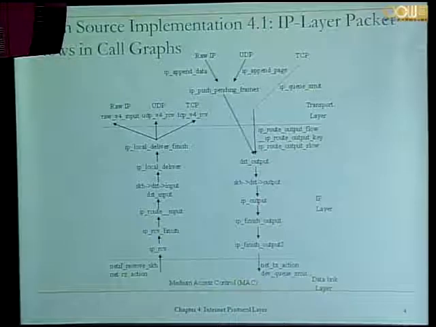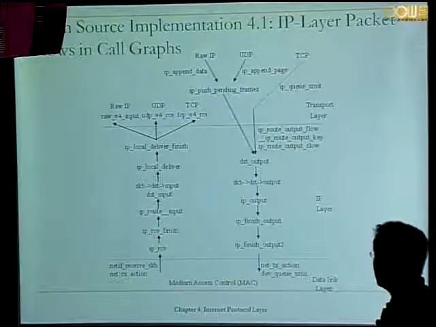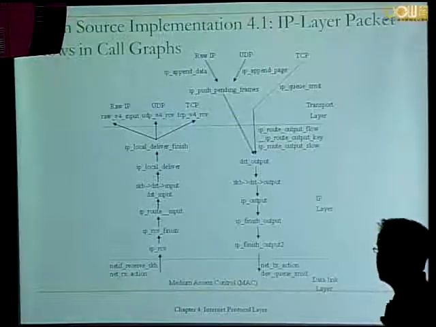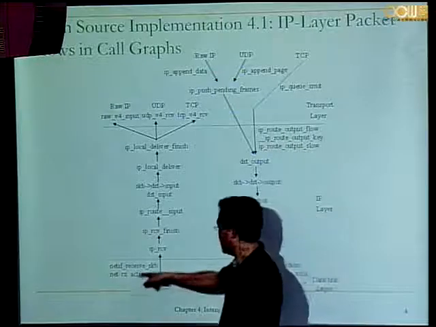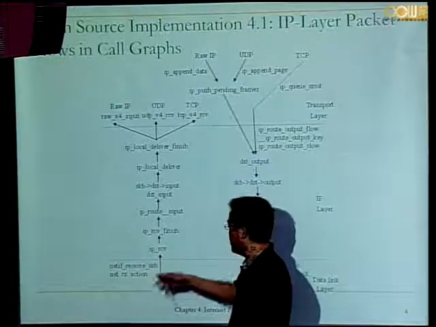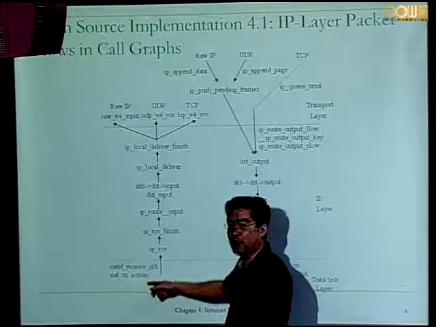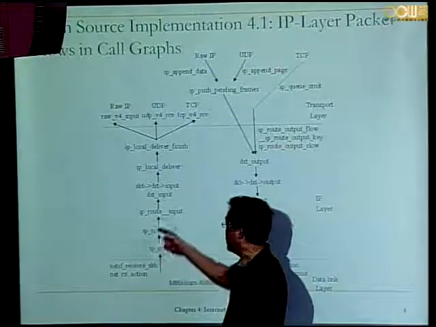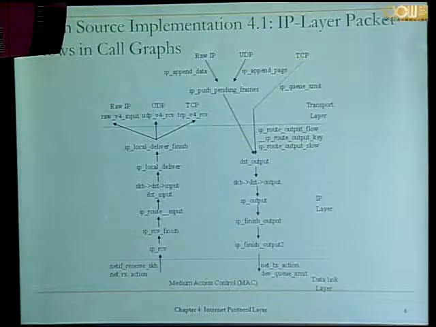Okay, the first open source implementation in this chapter is the IP layer packet flows in code graphs. So you see two directions. One is the incoming, the receive, on the left-hand side, and the right-hand side is the transmit. On the left-hand side, the receiving part, you have seen these two functions. We have seen that in chapter 3, in the driver. Within the driver, it will call the IP layer.